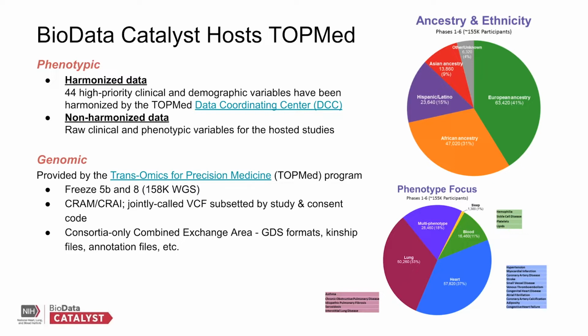BioData Catalyst currently hosts Freeze 5B and 8 of the TopMed program, where Freeze 8 includes 158,000 whole genome sequences. This means that you'll have access to the CRAM files and their associated CRAI files, jointly called BCFs, that have been subsetted by study and consent group. If you're part of the TopMed consortium, you can access the combined exchange area that hosts GDS formats of the variant files, kinship files, annotation files, etc.